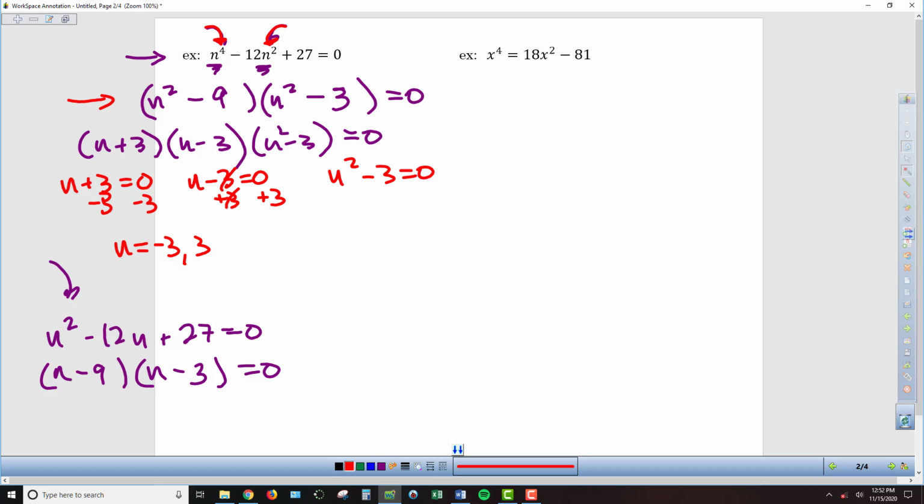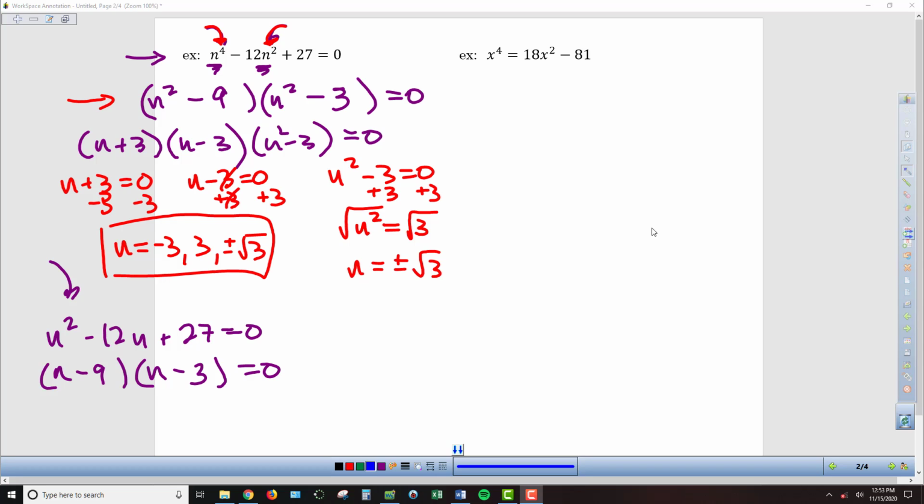And then on the last part, I'm going to need to isolate the n squared. So I get n squared equals 3. And now I'm going to take the square root of both sides, just like we did earlier. So we get n equals plus or minus the square root of 3 as my other 2 answers to this problem.